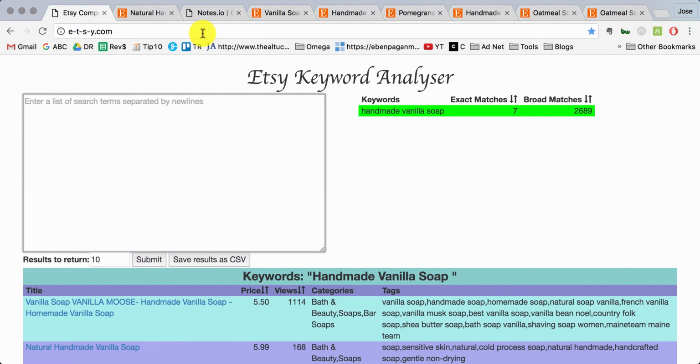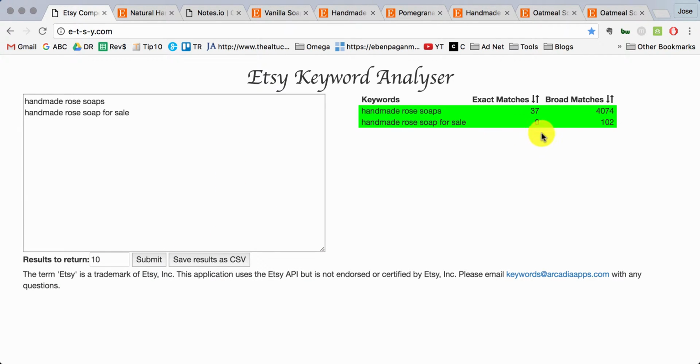I'm going to do just another random example here using soaps. I'm going to put handmade rose soaps. Handmade rose soap for sale. Submit. Okay. So if I saw this, handmade rose soaps does fairly well. There's a lot of exact matches. I'm sorry, there's a lot of broad matches, there's a few exact matches.